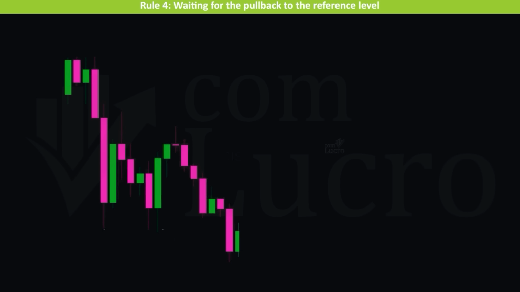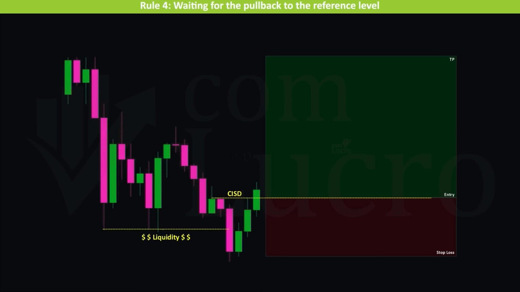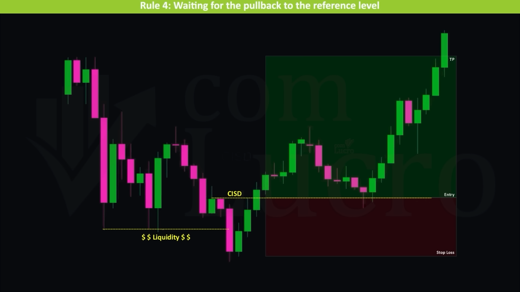Rule number 4. Waiting for the pullback to the reference level. After price breaks below or above the origin point of the prior delivery, it is important to wait for a retracement. This pullback allows traders to evaluate whether price accepts the new state of delivery. Rather than viewing this strictly as a structural flip from support to resistance or resistance to support, the focus should be on how price behaves when it revisits this area. Acceptance or rejection during the pullback helps confirm whether the new delivery is likely to continue.